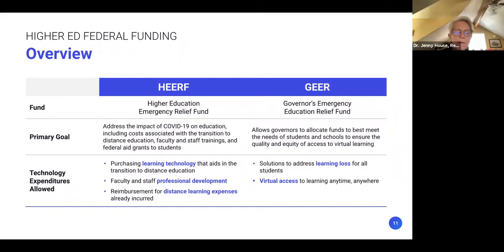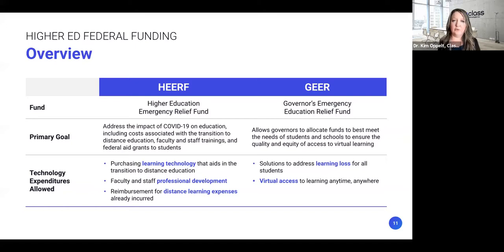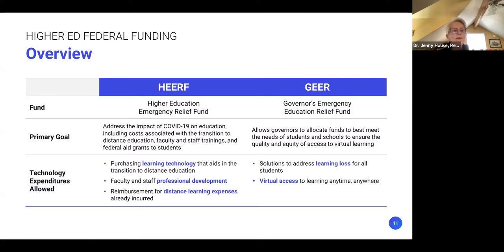So I'm sorry, Kim, the first part of your question. Are the funds allocated through the Higher Education Emergency Relief Fund and the Governor's Education Fund kind of the same pot of money and they're just distributed differently, or are they coming from different places? It was all part of the CARES Act. Okay, that's the big umbrella. So yes, they all came out of the CARES Act, but then the CARES Act allocated them to different funds.